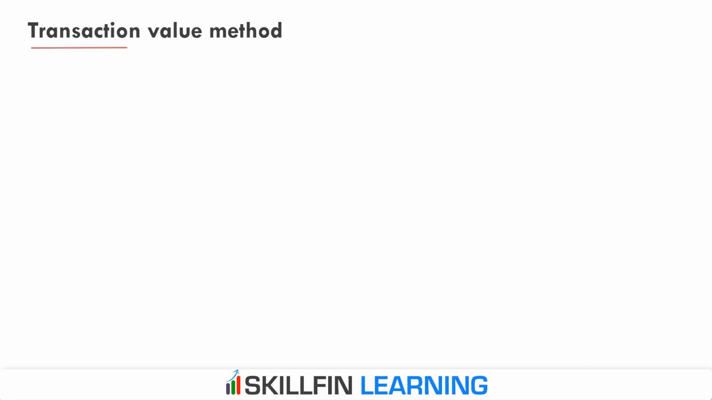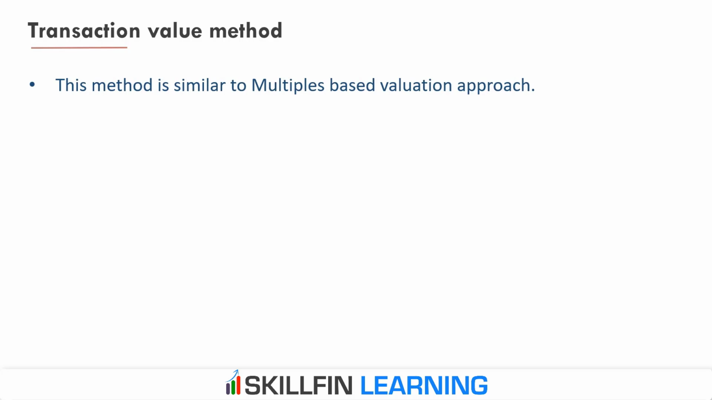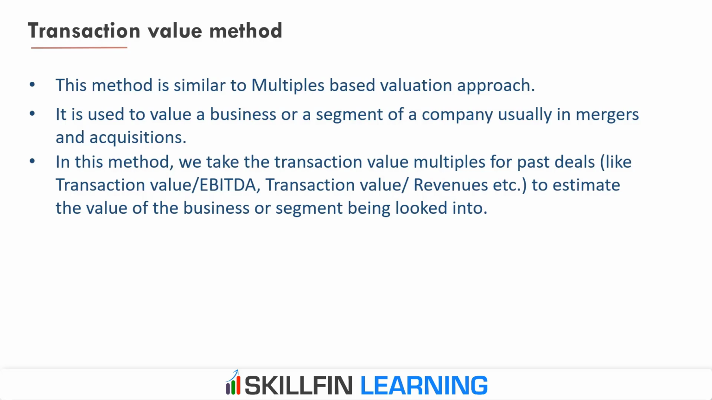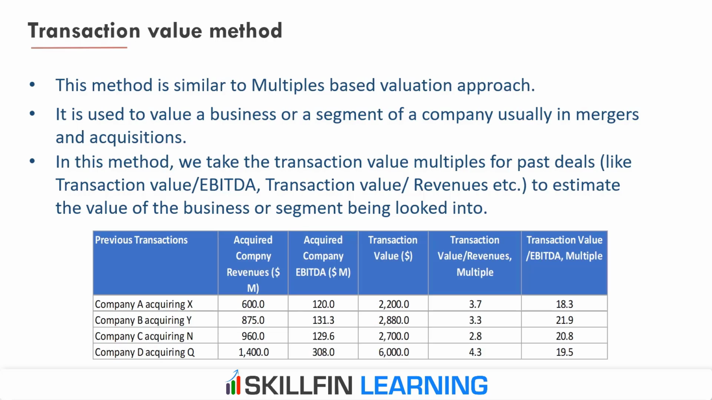Let's look at the transaction value method. This method is similar to the multiples based valuation approach. It is used to value a business or segment of a company, usually in the case of mergers and acquisitions. In this method, we take the transaction value multiples for past deals to estimate the value of the business or segment being looked into. The transaction value multiples could be transaction value to EBITDA multiple, transaction value to revenue multiples, etc. Here we have 4 previous transactions.